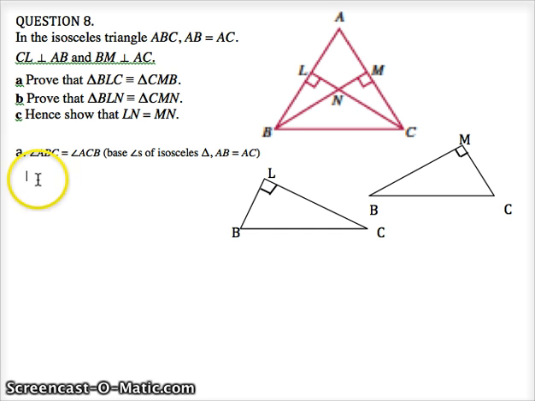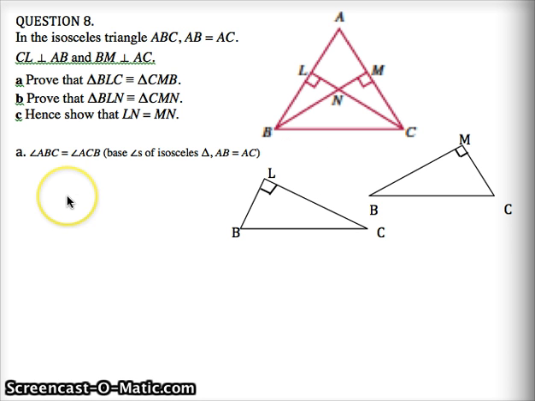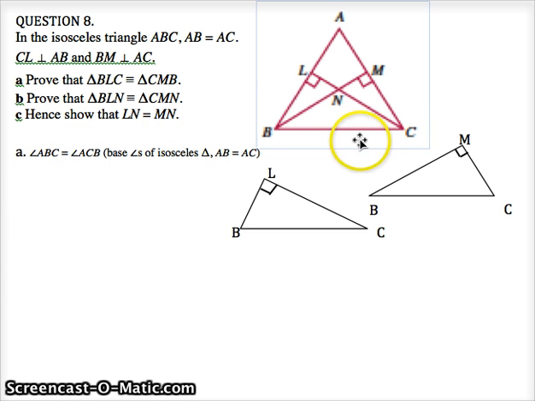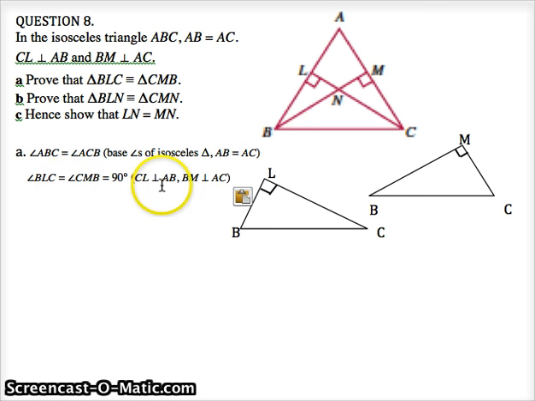The reason being that the two angles that we've spoken about are opposite sides AB and AC. The next thing that we can see is that both triangles have a right angle. So we can say that angle BLC is equal to angle CMB, and the reason is they're both 90 degrees, because CL is perpendicular to AB and BM is perpendicular to AC. So you can write that down next.